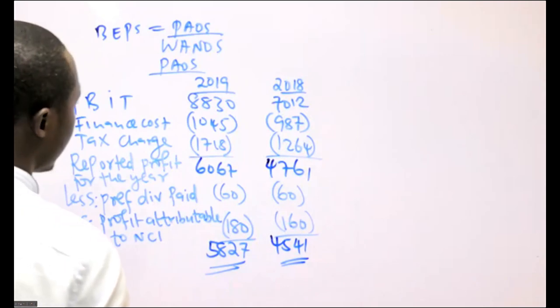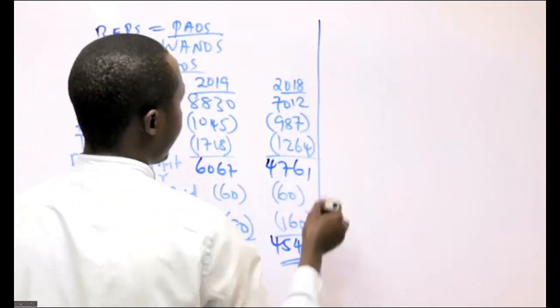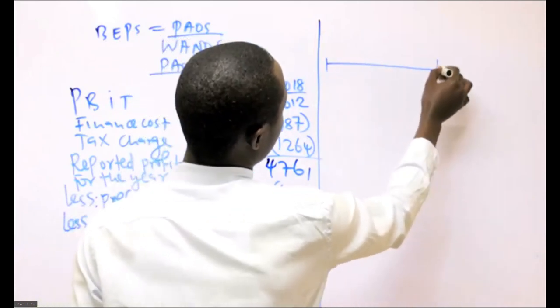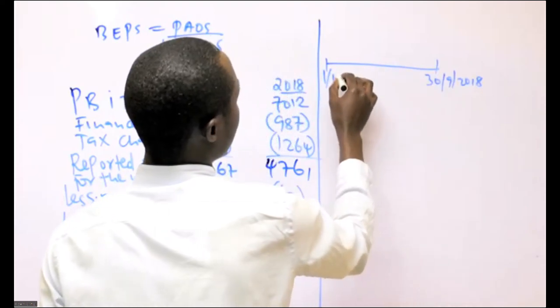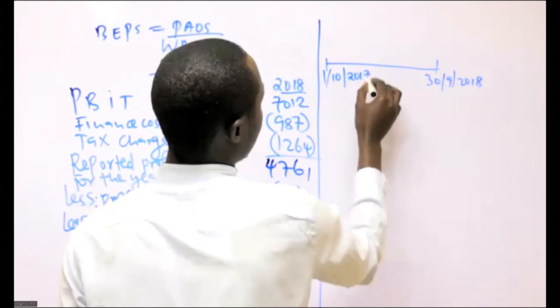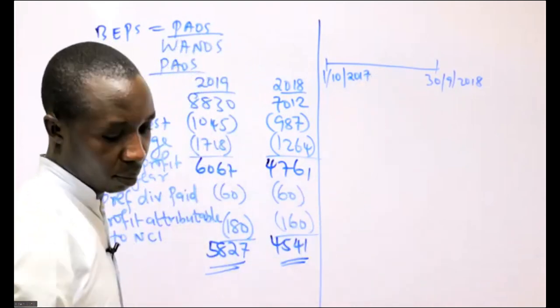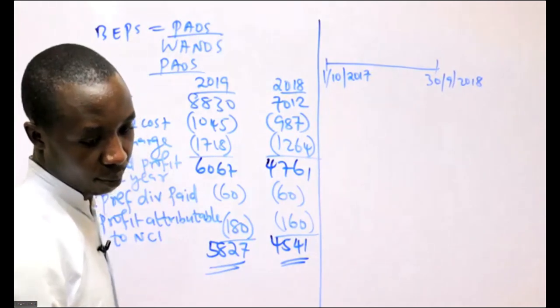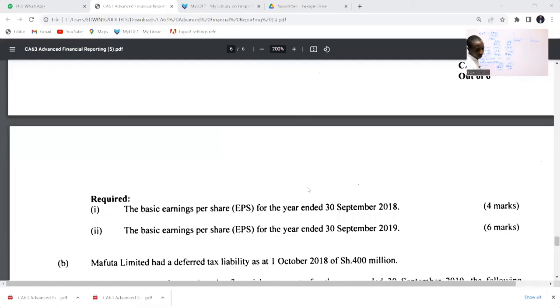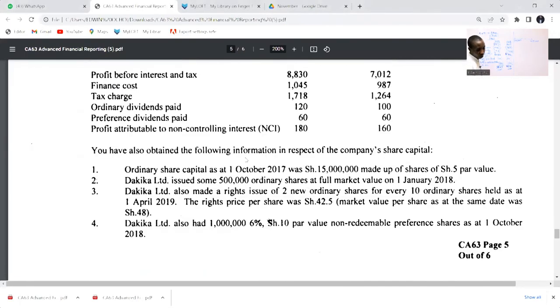You are done for the 2 years. So remember that we have 2 years, 2018 and 2019. So this one is ending 30 September 2018, so it starts on 1st October 2017. So when was the rights issue? Was it in 2018 or 2019? So according to note 3, Dakika Limited also made a rights issue of 2 new ordinary shares for every 10 ordinary shares held, on 1st April 2019. So meaning that in 2018, there was no rights issue.